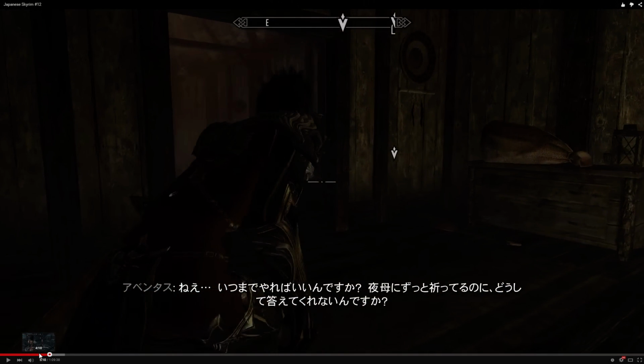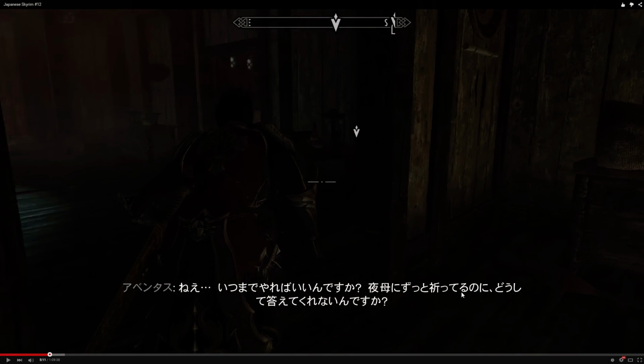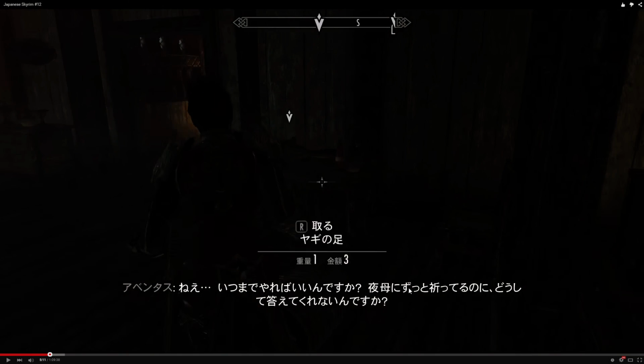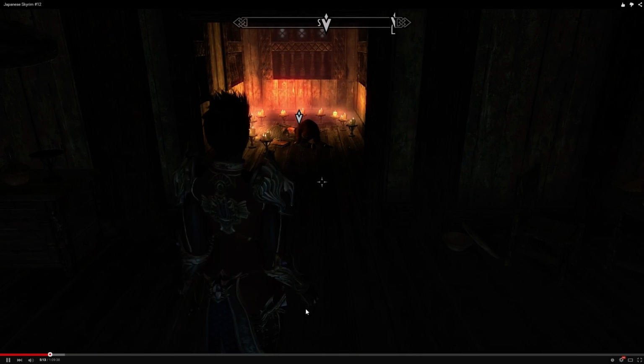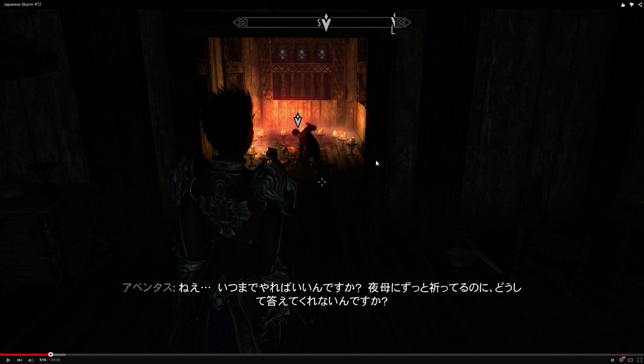Yoru haha must mean like the night mother. Inoru right here. Inotteru is to pray, well, to be praying. He just said it again. Apparently he's on a repeat, so they must have just given that character a few sentences to say.